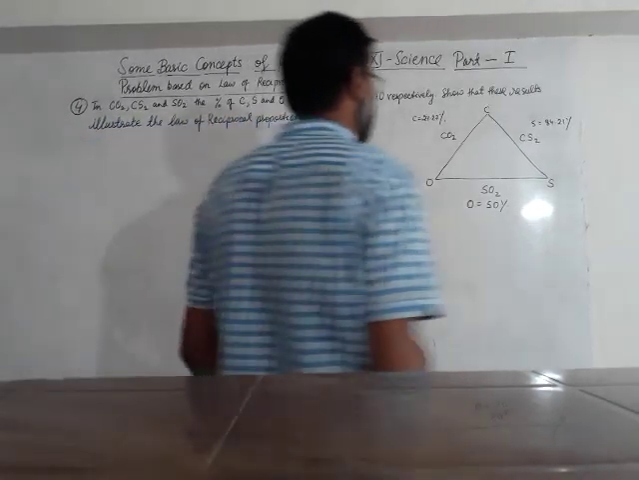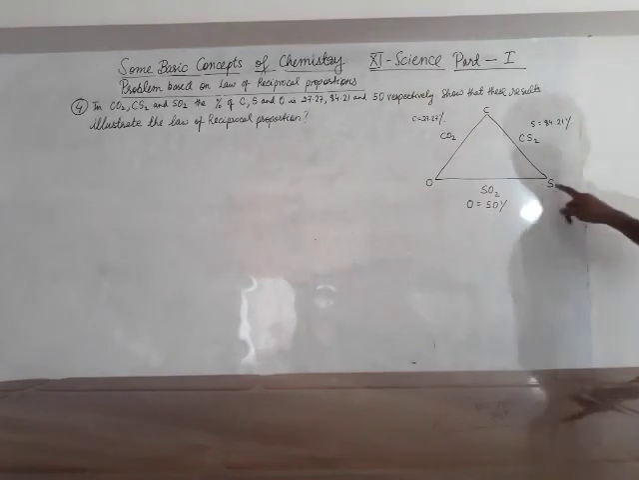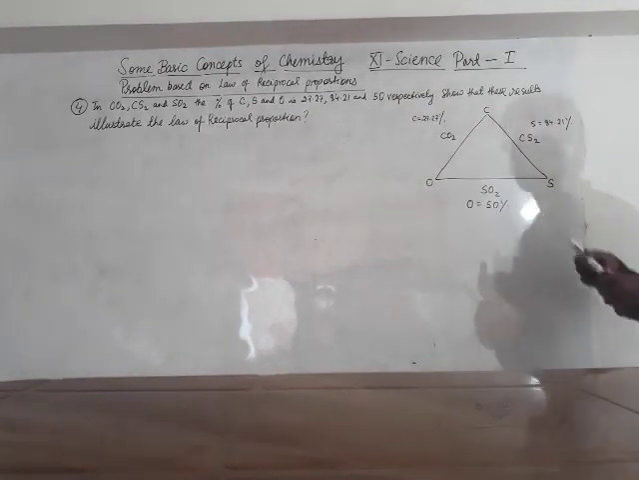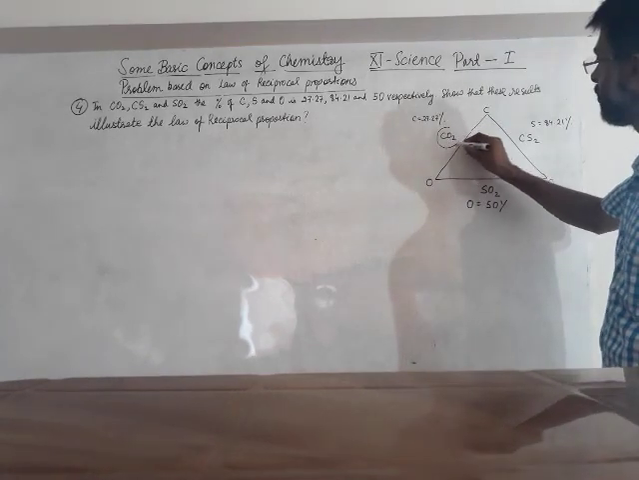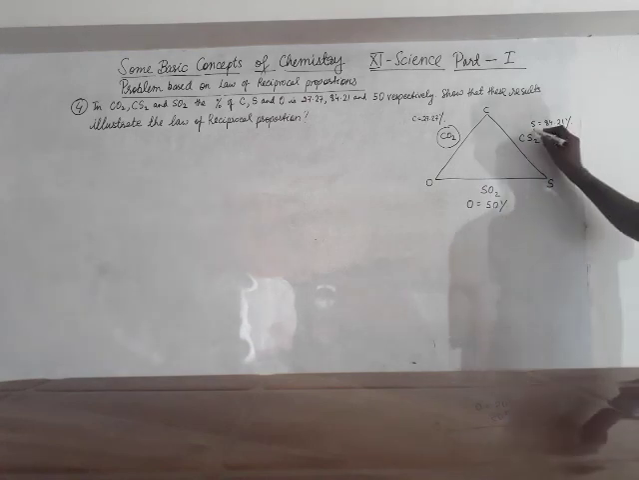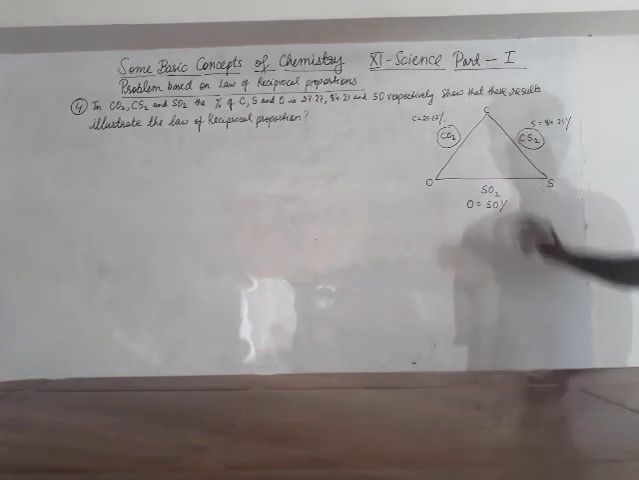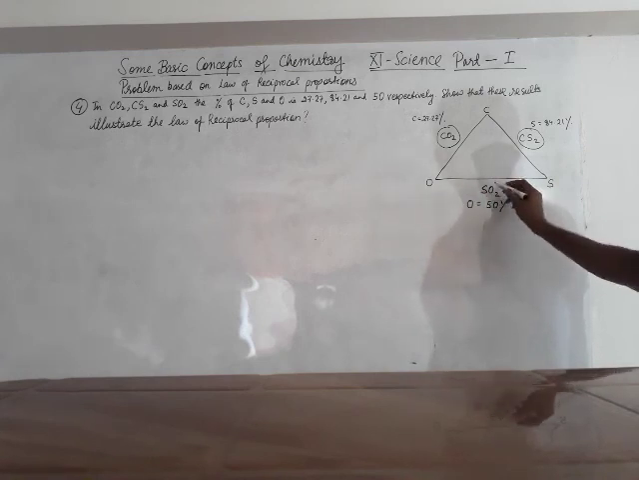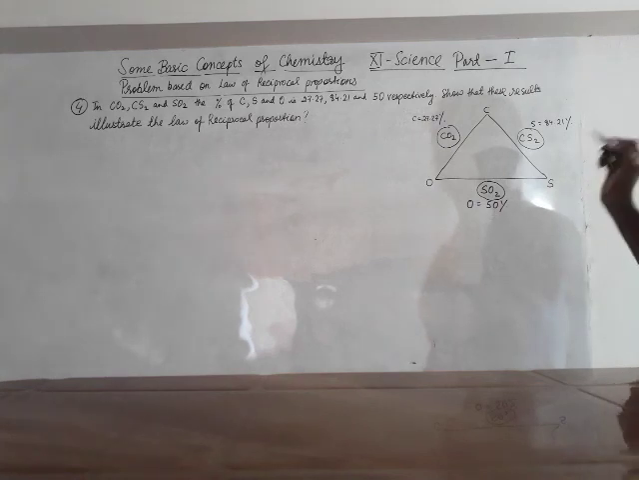Basically, there are three elements: carbon, oxygen and sulfur. Carbon is combining with oxygen to form carbon dioxide over here. Carbon is combining with sulfur to form carbon disulfide. And over here, sulfur is combining with oxygen to form sulfur dioxide. So these are the three compounds, formed by the elements combining with each other.